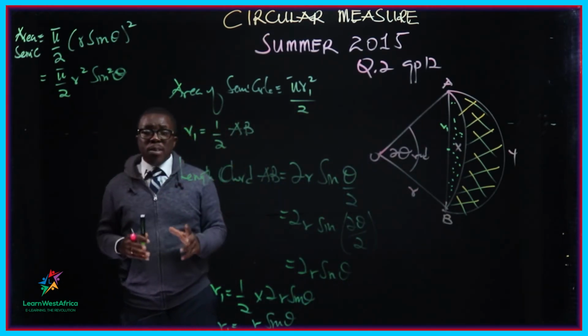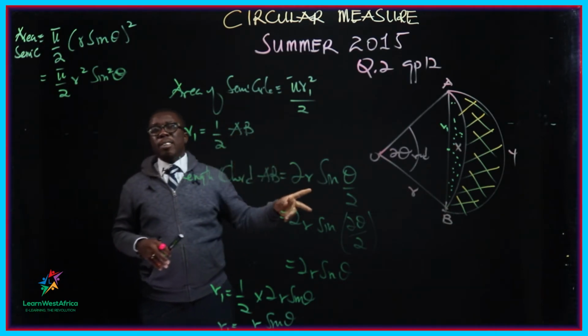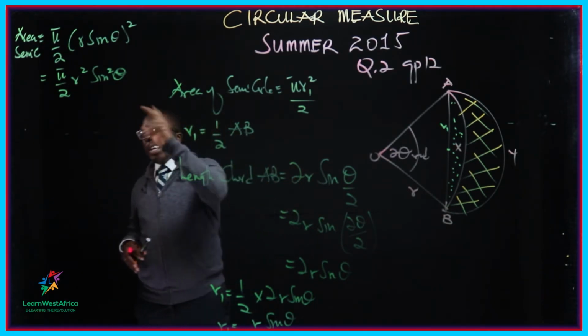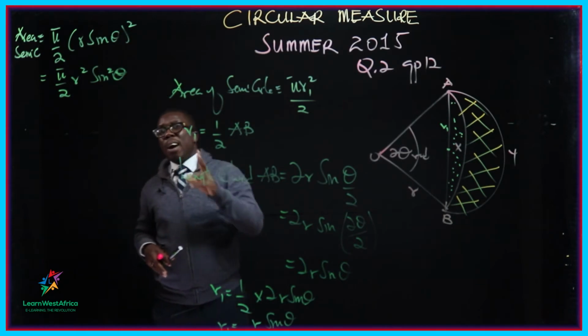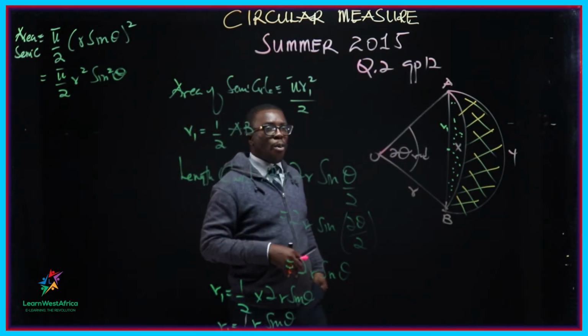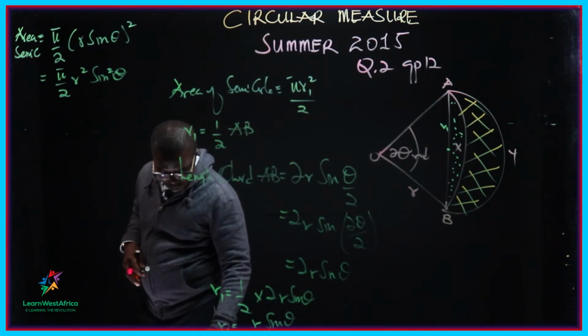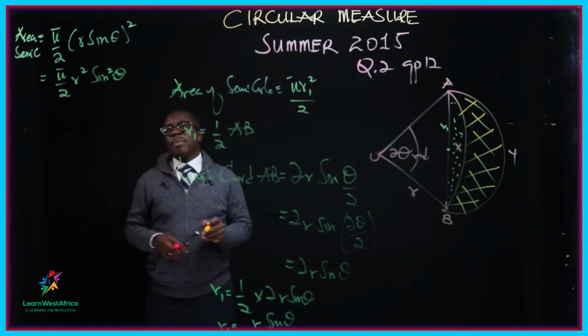Because remember, the problem says that we should find an expression for the shaded region in terms of r and theta. And once we've been able to get the area of the semicircle in terms of r and theta, we are one step closer. So now we need to find the area of the segment. What is the area of a segment?